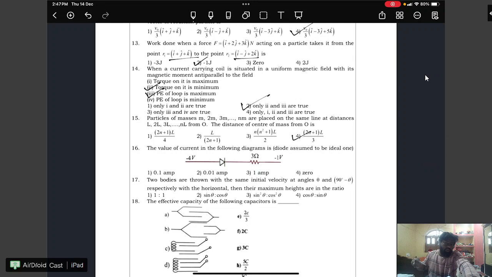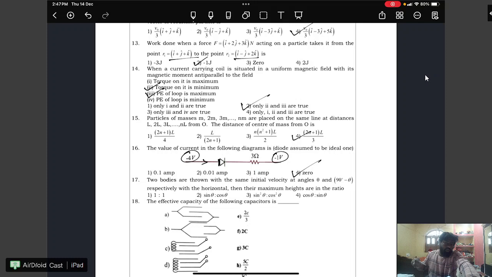The value of current in the following diagram, the diode assumed to be ideal. Here the negative potential is -4 and here -1. -4 is more negative than -1; -1 is bigger than -4, right? -4 is smaller, so current will start flowing from here. This part is positive, and positive connected to the negative part means it is in reverse bias. If the connection is in reverse bias, there is no current flow. If it is an ideal diode, it will not allow the current to flow, right?